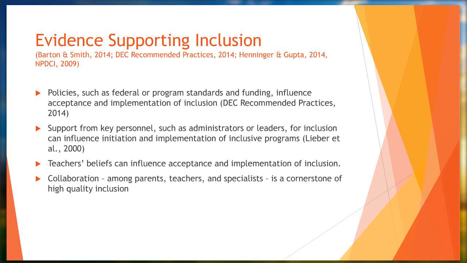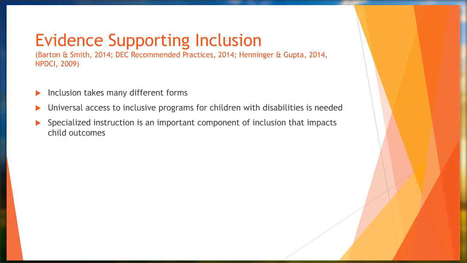As a result, teachers and specialists may feel more open to implementing inclusion when they know that they will be given opportunities to work and learn together. The other important piece to note is that collaboration is needed. Finally, we have learned that inclusion can look different across settings, that universal access to inclusive programs is needed, and that specialized instruction helps children achieve individual outcomes.